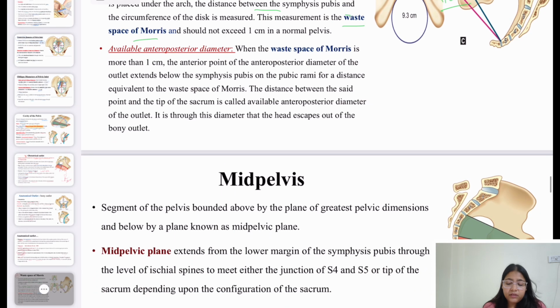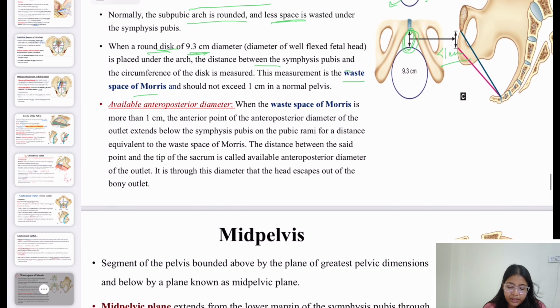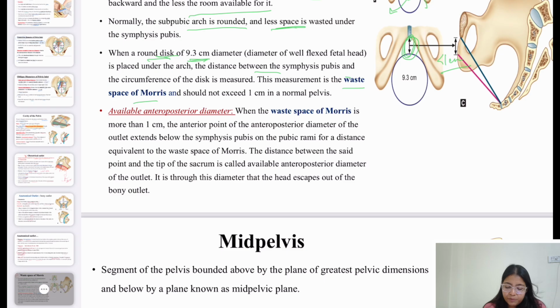And what do we call the available AP diameter? When this waste space of Morris is more than 1 centimeter, the AP diameter of the outlet extends below the pubic symphysis, on the pubic rami, for a distance equivalent to the waste space of Morris. And the distance between the set point and the tip of the sacrum is also called the available AP diameter of the outlet. It is through this diameter that the head escapes out of the bony pelvis.